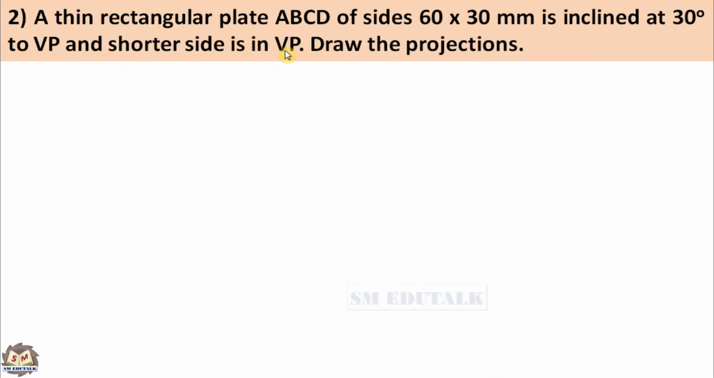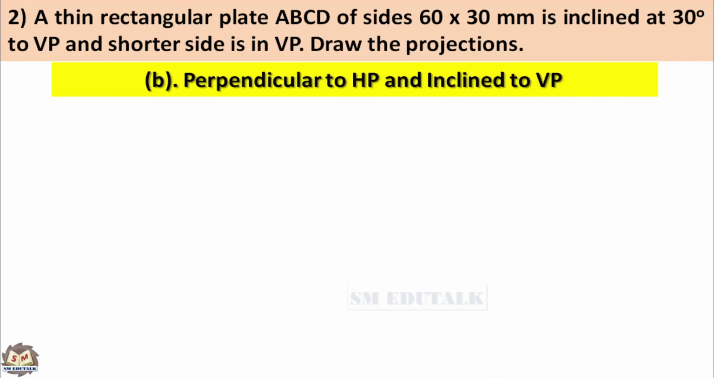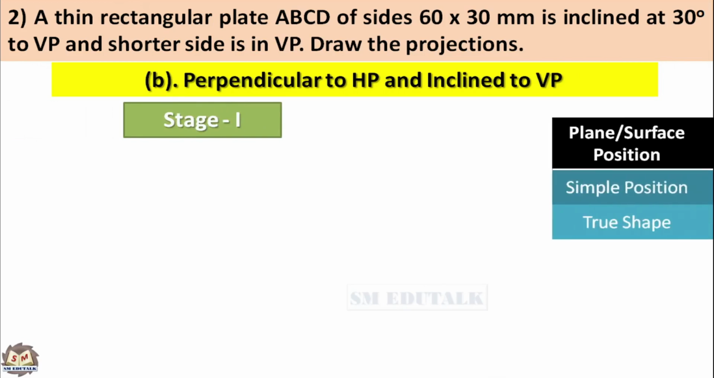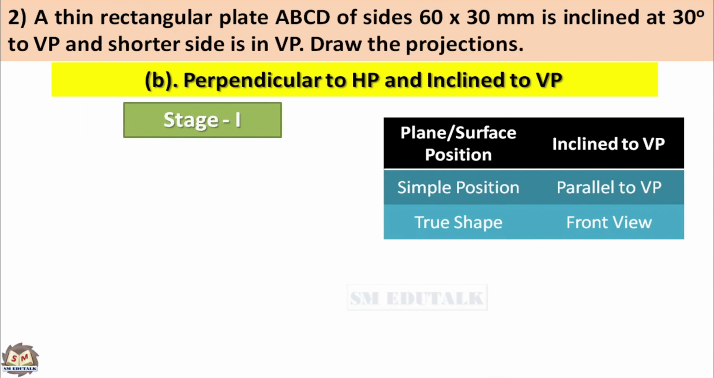These are the changes. The simple position of the plate is perpendicular to HP and inclined to VP. Next, we have to draw the projections in stage 1. As per the table data, for the inclined to VP condition, the simple position is taken as parallel to VP, and the front view shows the true shape. You know that the true shape should be drawn first, so you have to draw the front view first, followed by the top view.